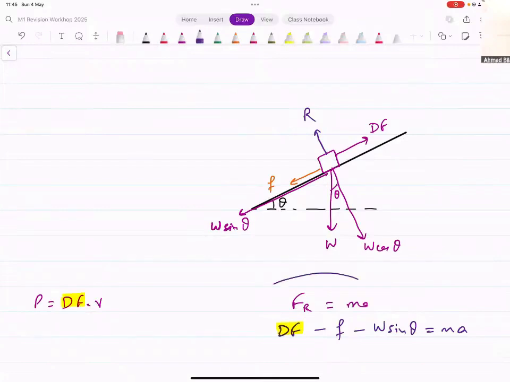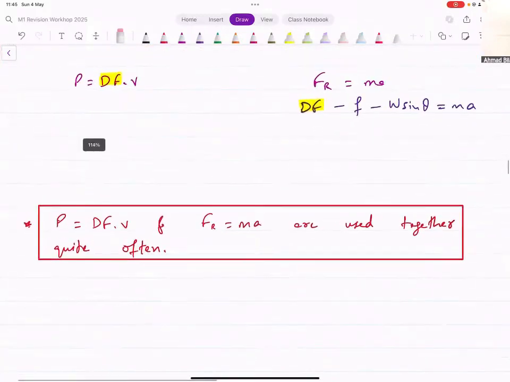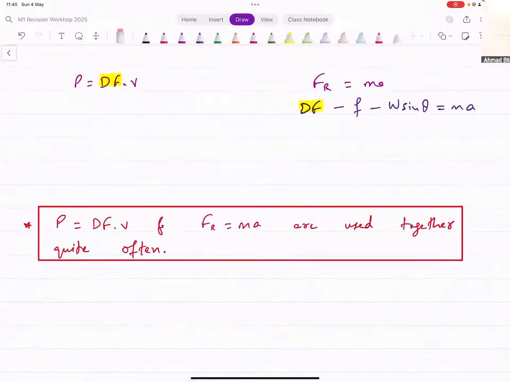When we write down the equation for Newton's second law of motion, we would have the driving force minus the backward forces equals mass into acceleration. And this is going to connect these two formulas. So these will be used together a lot. Just keep that in mind. These two formulas are used together a lot in this topic.